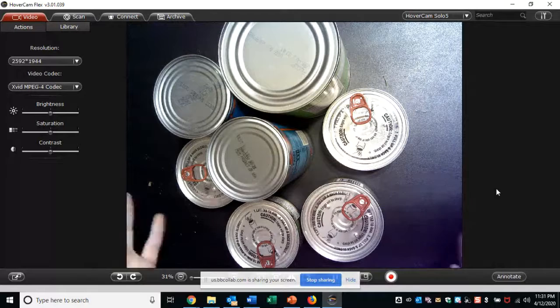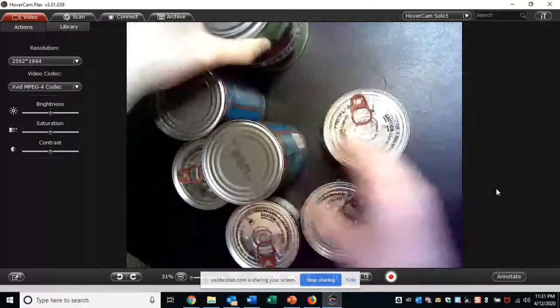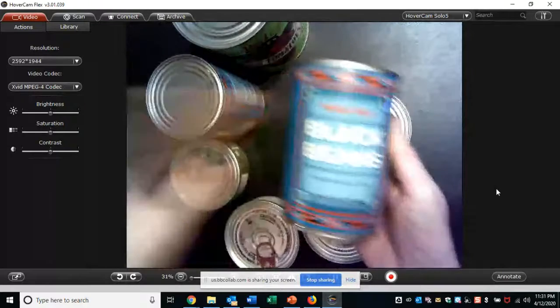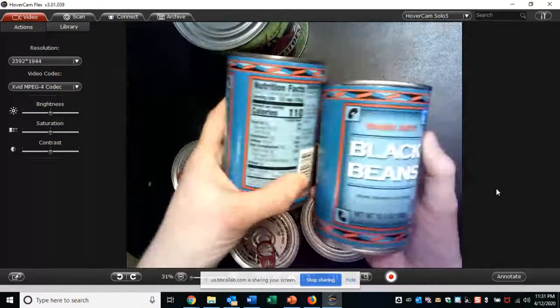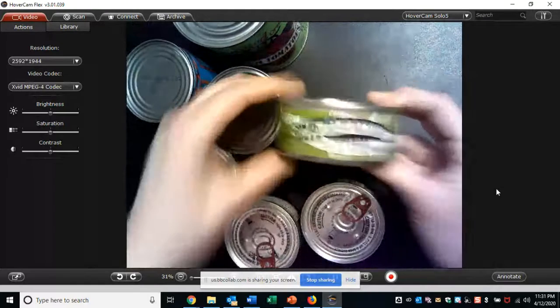And so I have 3 different types of foods here. So this first one is plum tomatoes, and I only have 1 of those. And then I have some black beans. I've got 2 cans of black beans. And then these little ones are tuna, and I have 4 of those.